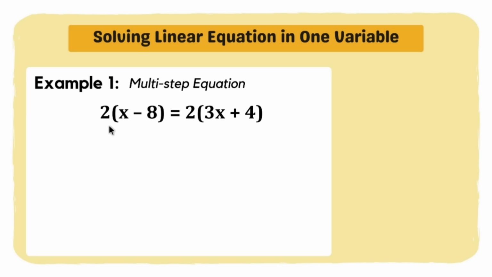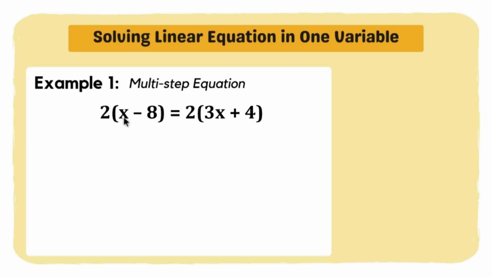So we have here the first one, 2x minus 8. And then equal siya sa 2 times 3x plus 4. As you can see, we have variables x here. Although dalawa yung variable x natin dito, still this is considered one variable because we only have here one type of variable which is x.